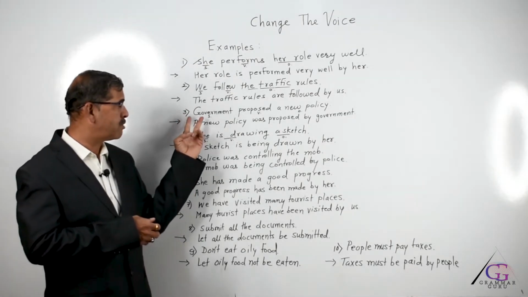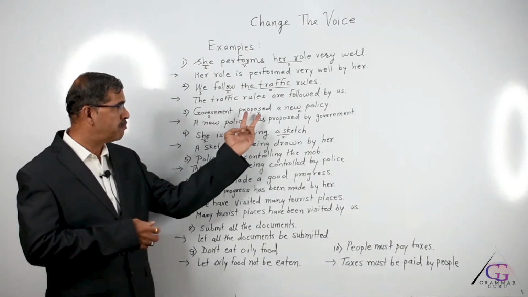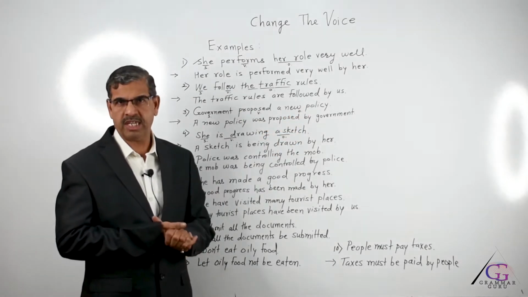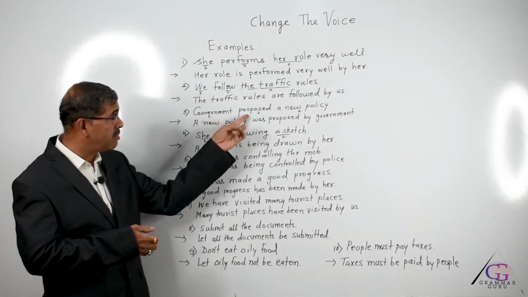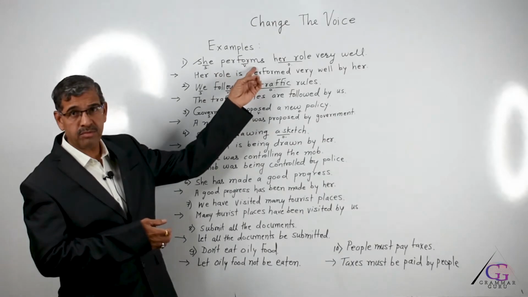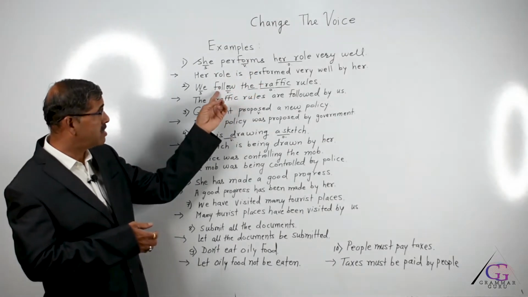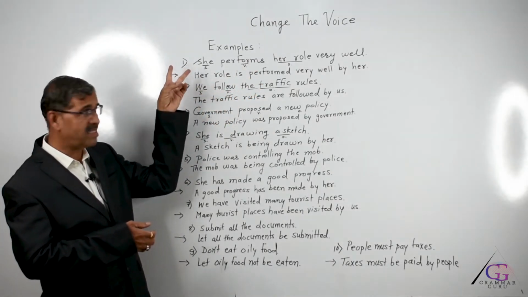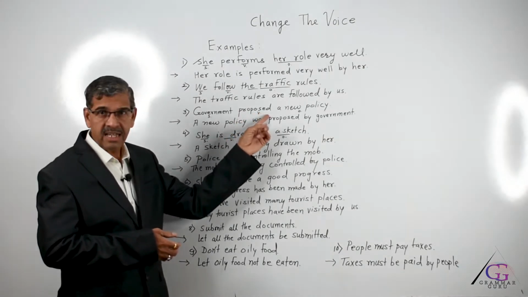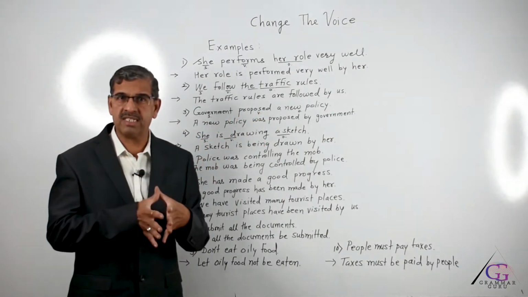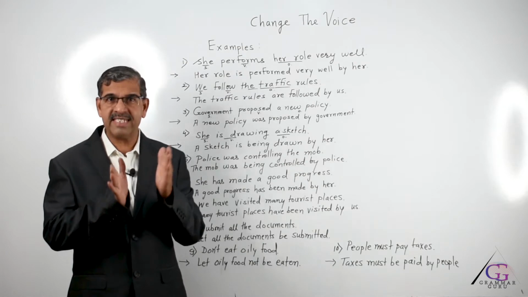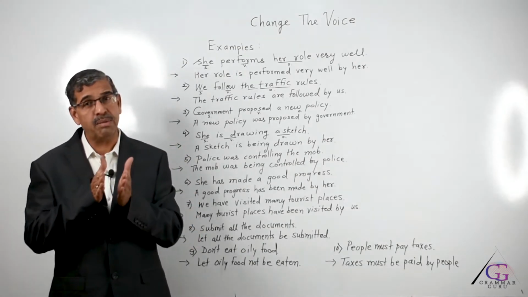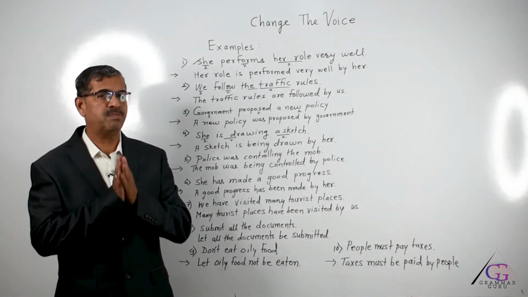Now the third example over here is, government proposed a new policy. Now if you carefully look at the verb, in the first sentence it was performs, the verb has taken S, here it was follow, both were simple present tense. Here it has taken ED, so this sentence is in the past tense. If you can find out whether the sentence is in simple present or simple past, then writing answers becomes easy.